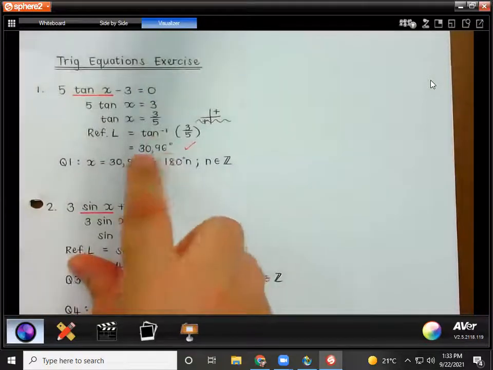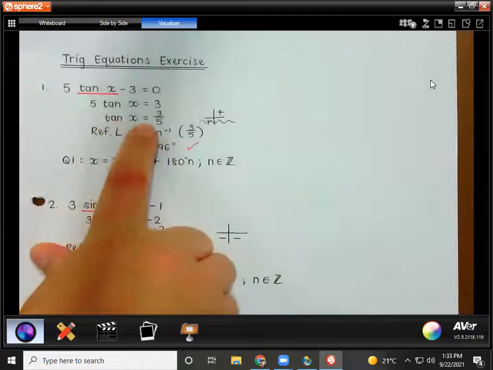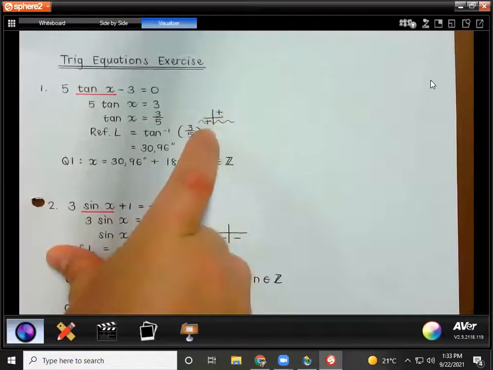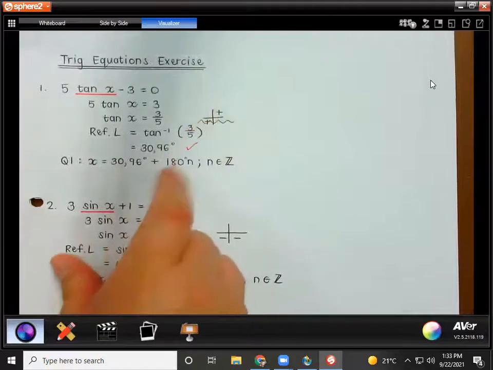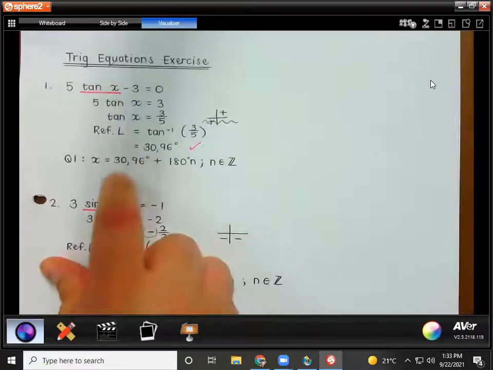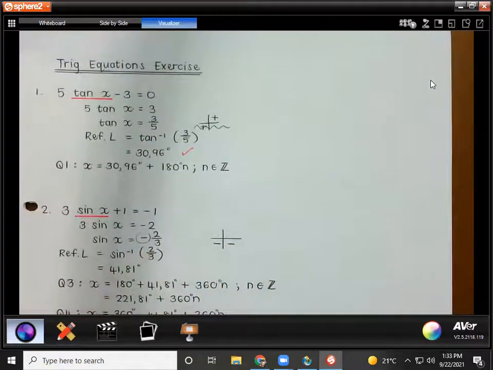The reference angle in this case was 30.96 degrees, and because it's where tan is positive, we would normally work in quadrants 1 and 3. But since quadrant 3 would be a repetition of this general solution, we only have to state quadrant 1. Yes. Can we write reference angles on? Yeah, we can.